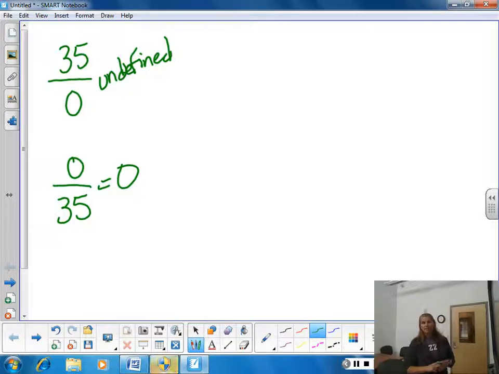So those are two different things, and they keep cropping up because it's important. The 35 divided by 0 thing comes up and people forget about it, so I want to keep reminding you about that.